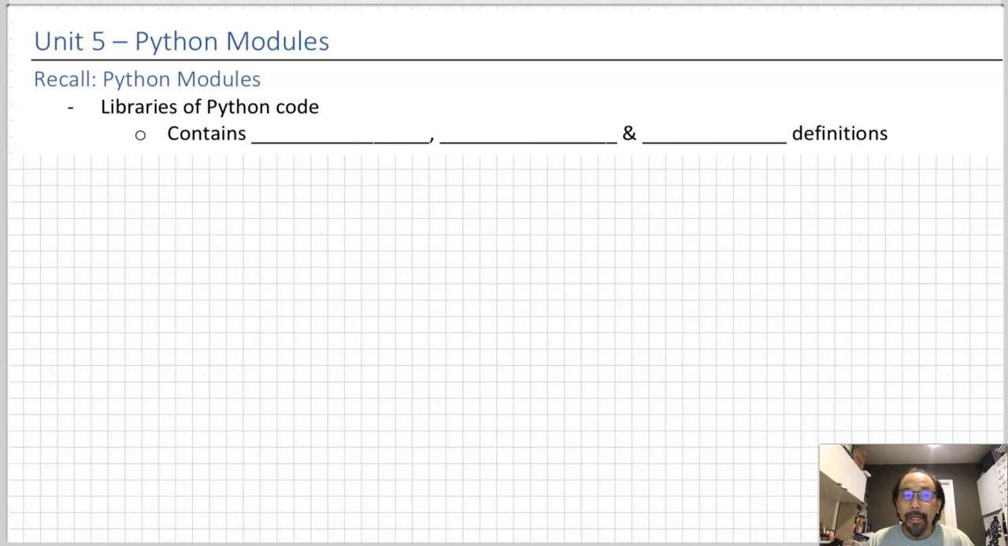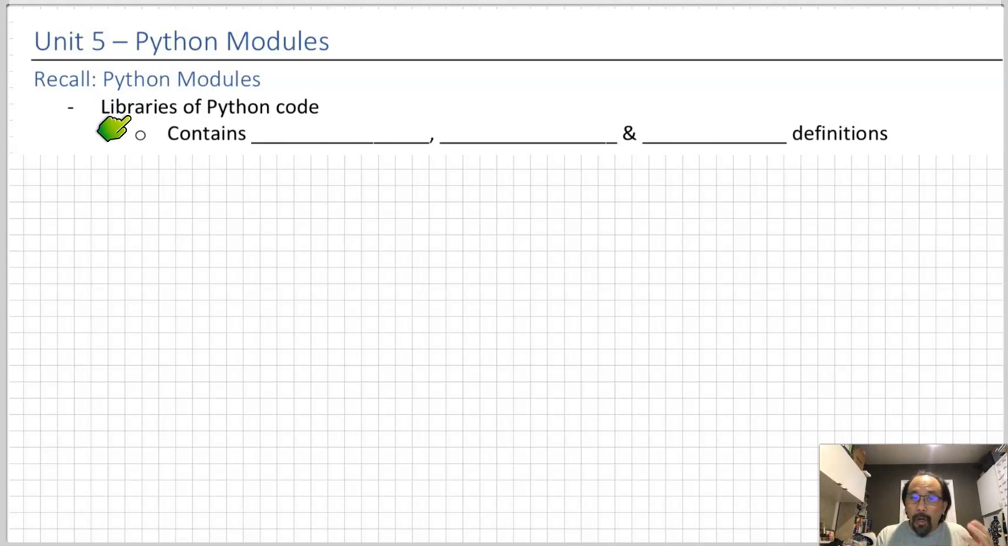Hello class, we're going to be looking at Unit 5, Python modules. Now we've already covered Python modules, but what we're going to do today is look at two additional modules, the math module and the random module. So recall, what are modules?